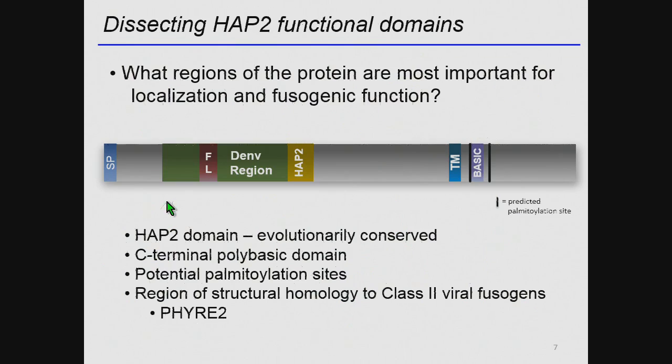So now we had some putative domains to go after in our truncation studies, but we needed a good assay. It's easy to make these types of truncation mutants in Tetrahymena, and I would place them back into the endogenous locus so they're under control of the HAP2 promoter, but we didn't have a good assay.